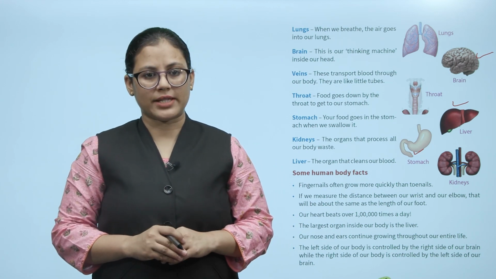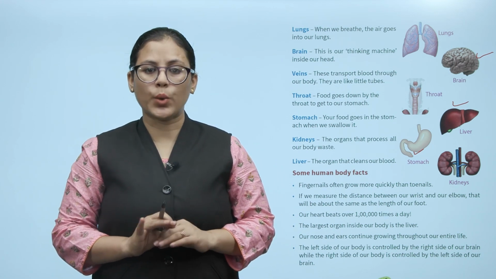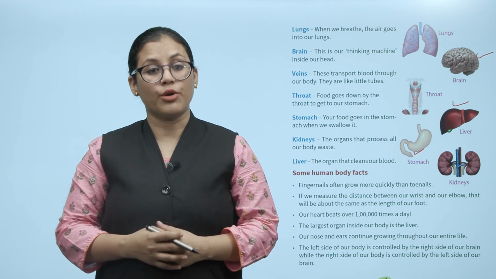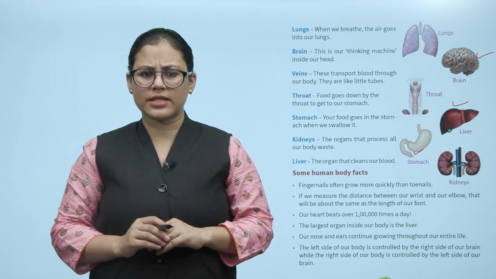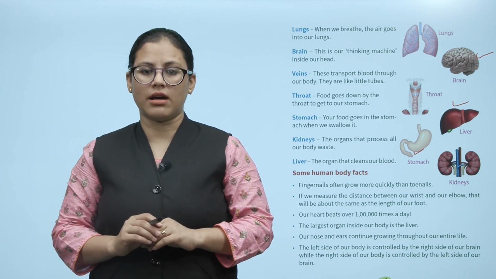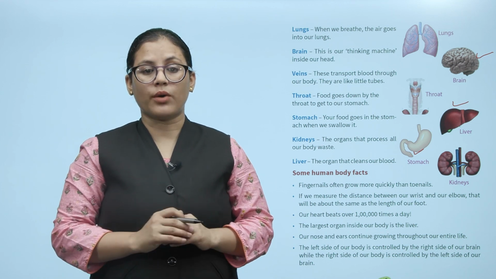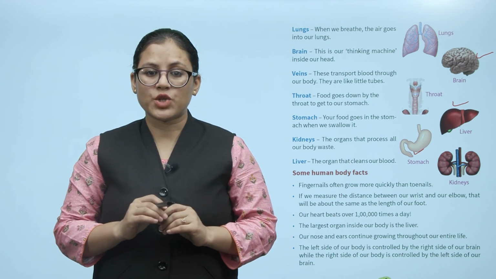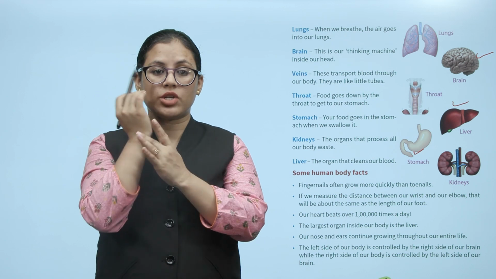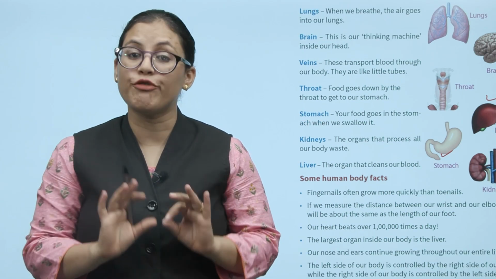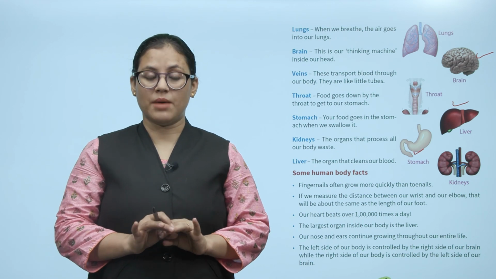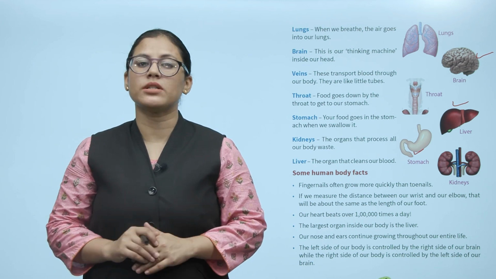Some human body facts. Fingernails often grow more quickly than toenails. Finger जो nails होती हैं आपकी toenail से बहुत जल्दी grow करती हैं. If we measure the distance between our wrist and our elbow, that will be about the same as the length of our foot. अगर हम distance measure करें हमारे wrist से हमारे elbow के बीच का, तो same length होगी जितने हमारे foot की होती है. Our heart beats over 1 lakh times a day. हमारा heart एक दिन में 1 lakh times beat करता है.